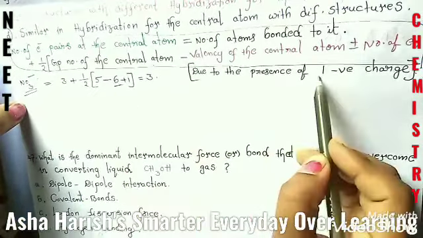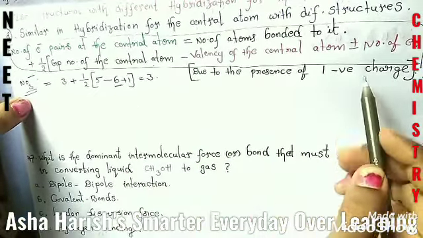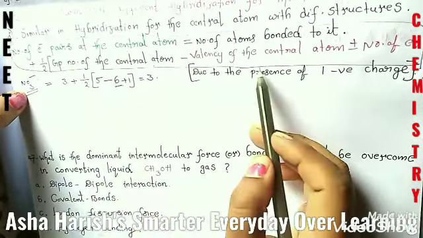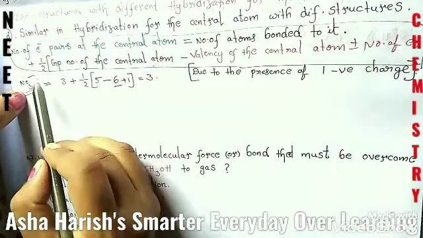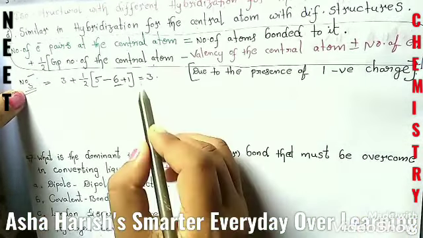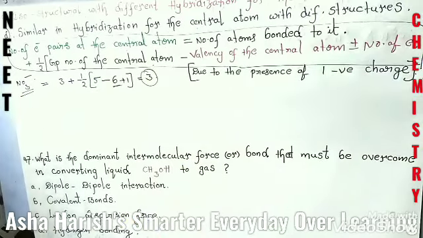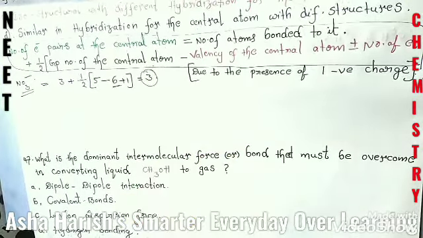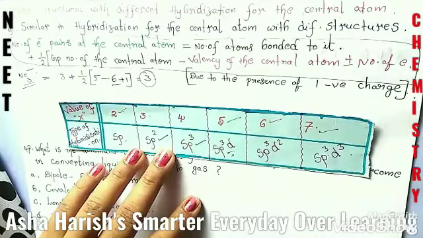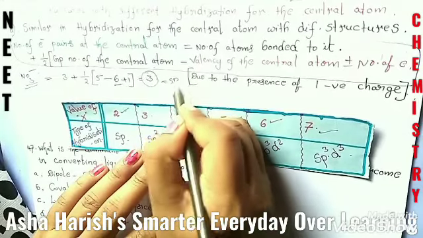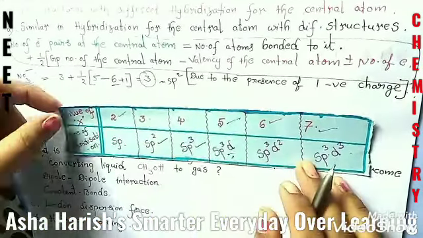Why? Because of the presence of one negative charge, we take the valence electrons on the central atom as 6, and since one minus charge is there, you need to add plus 1. Then the number should be 3, and that 3 means the type of hybridization is sp2. We need to write here sp2 hybridization, right?